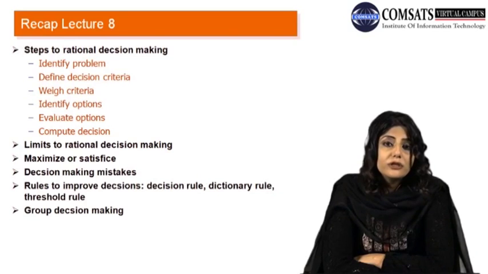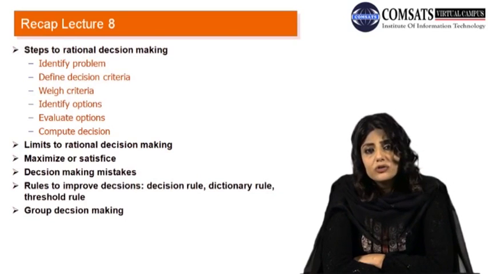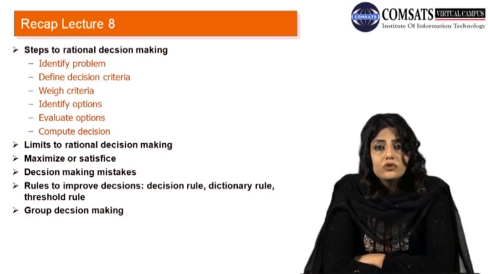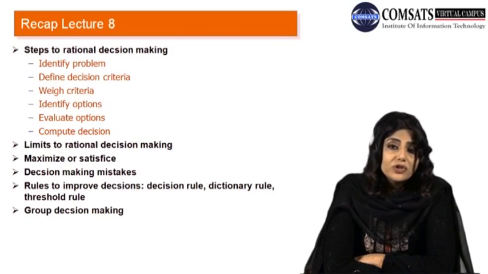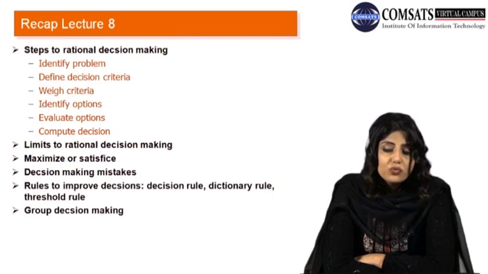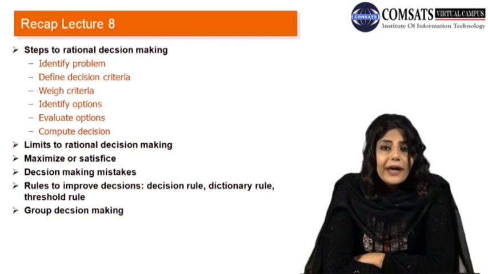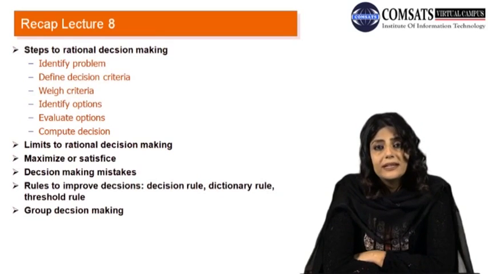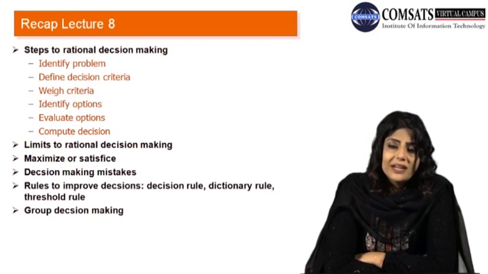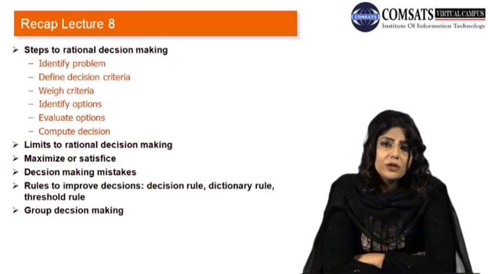So other than the different decision-making criteria, organizations also have different rules to make decisions. We studied why organizations, or why managers, follow these rules, such as the decision rule, the dictionary rule, and the threshold rule. Why do organizations or managers follow these rules? Because they expedite the decision-making process, and they provide standard and very quick ways for managers to arrive at certain decisions.